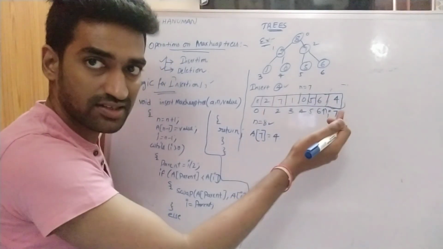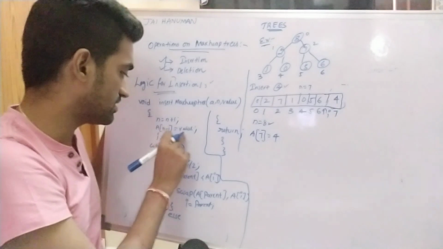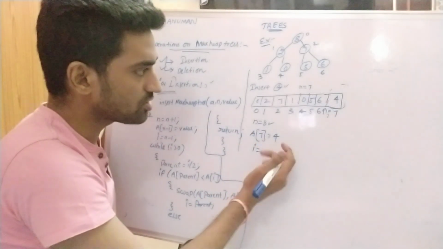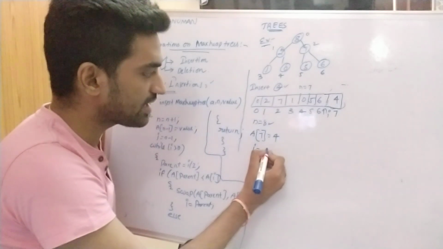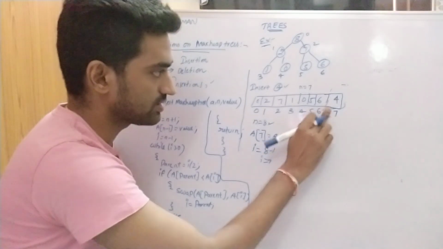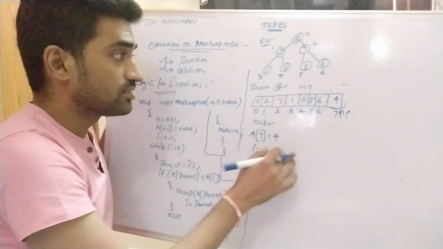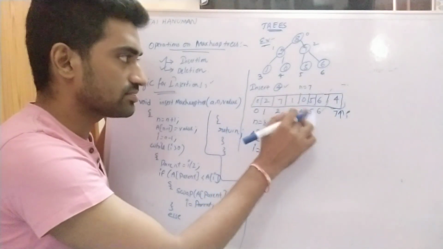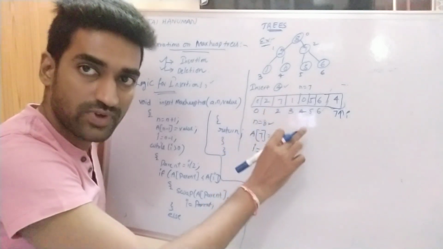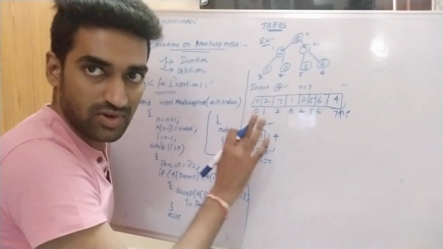The array size is incremented by 1. This is the index value. At A of 7th position, 4 is inserted. i is equal to n minus 1, so the i value is n minus 1, which is 8 minus 1, equivalent to 7. So at the 7th position, i is pointed. Once we insert an element, does the tree still satisfy the max tree property or not? Now this is the new array after insertion of 4.